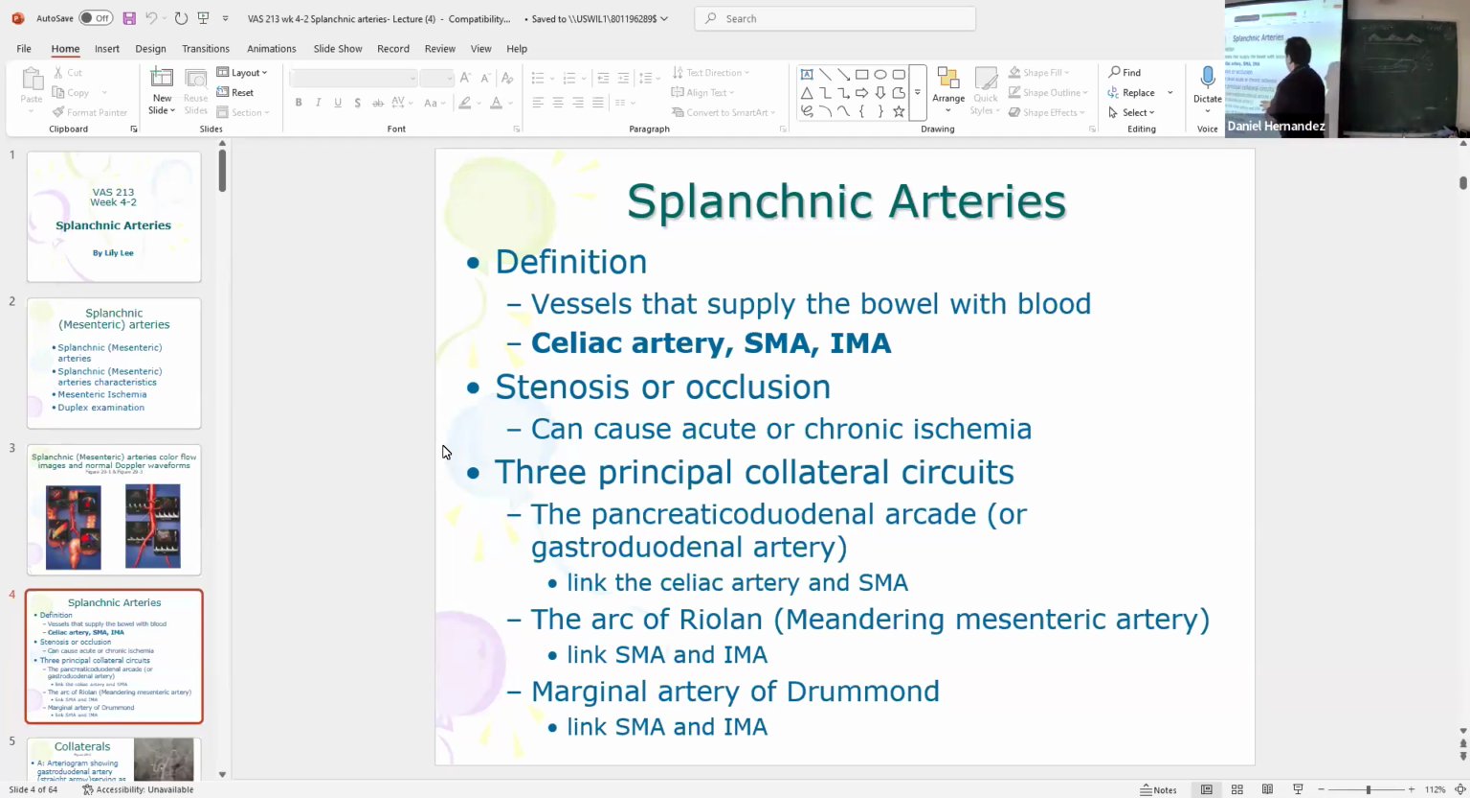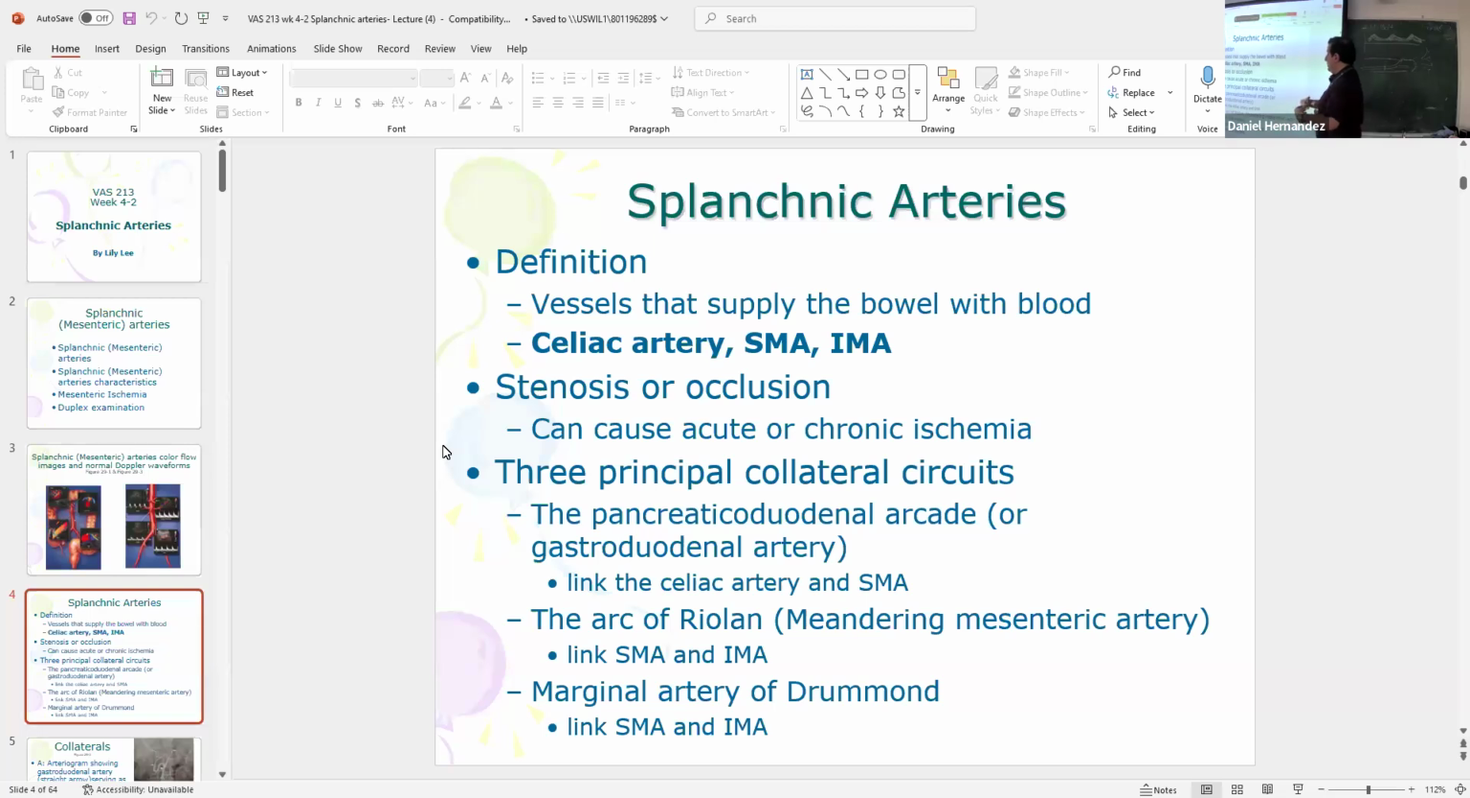So, definition. These are the vessels that supply blood flow to the bowel: celiac artery, SMA, IMA. Within these vessels, we're looking for stenosis and/or occlusion. The occlusion could be acute. So maybe the patient has cardiac issues and a thrombus or emboli gets ejected from the heart. It can get lodged in these arteries.